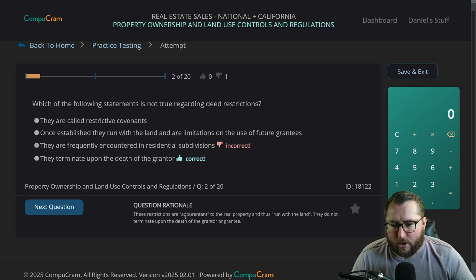These restrictions are appurtenant to the real property and thus run with the land. They do not terminate upon the death of the grantor or grantee.